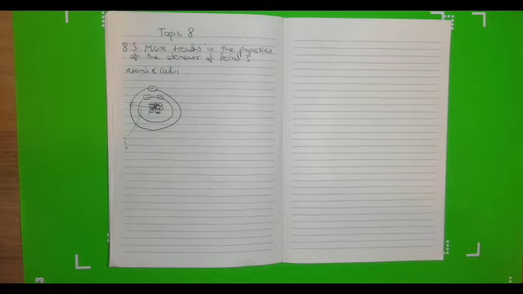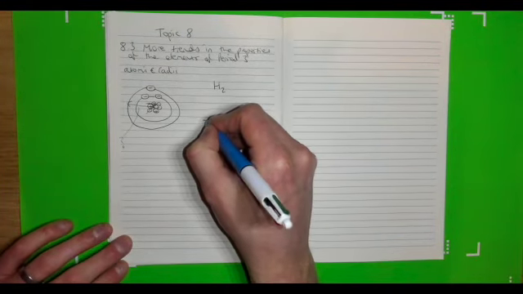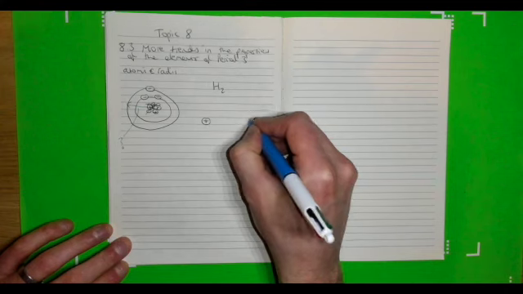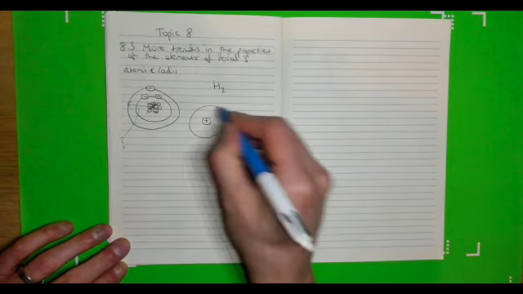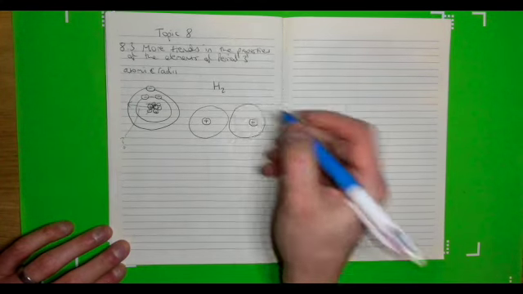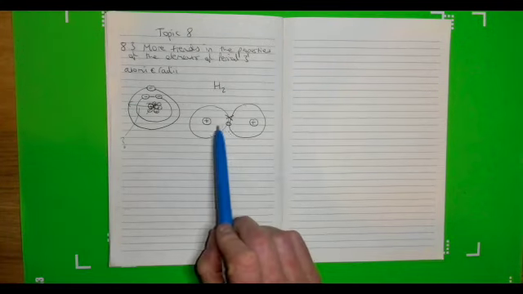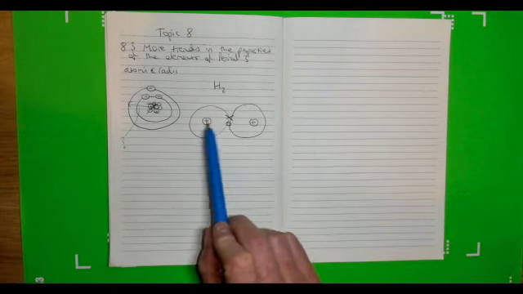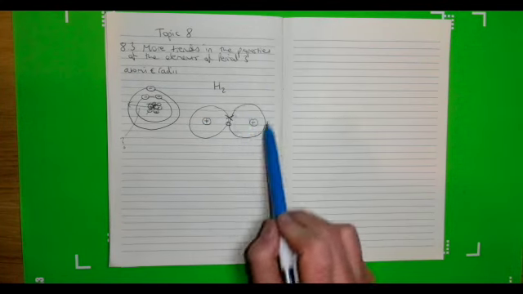So I'll give you an example. If we pick the most simple diatomic molecule, and that is H2, hydrogen, we know that each hydrogen atom has 1 proton. They don't have any neutrons, not that particular isotope anyway. And if they're chemically bonded together, we get 2 electrons shared here. So this one has now got a full shell because it has 2 electrons, and this one's got a full shell because it's got 2 electrons.